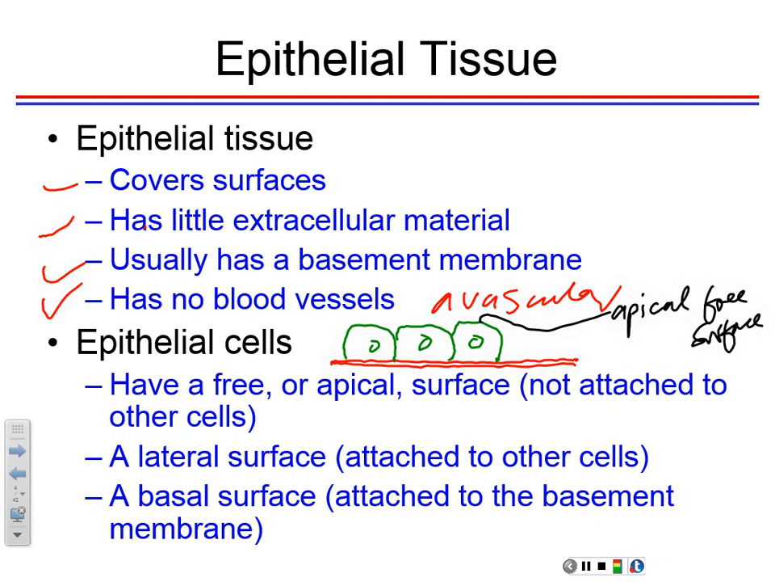And then this layer here is the lateral layer, which is attached to the other cell, all right? So that's the lateral layer attached to the other cell. And then this layer here, which was also in your modules that you can have challenges with, is attached to the basement membrane, so it's called the basal layer. So this is the basal layer of the membrane.